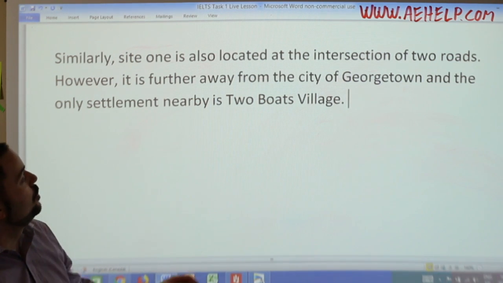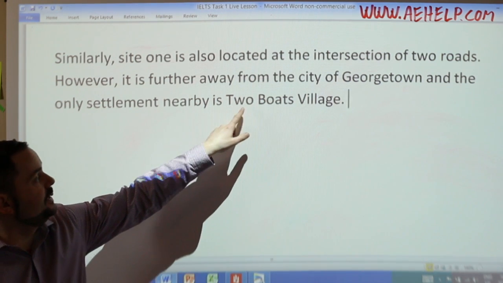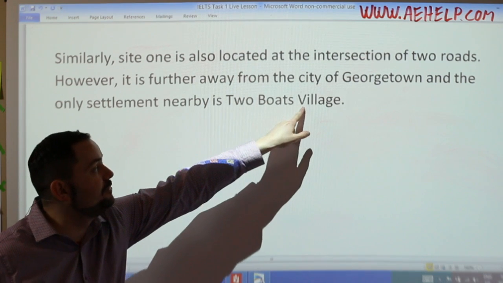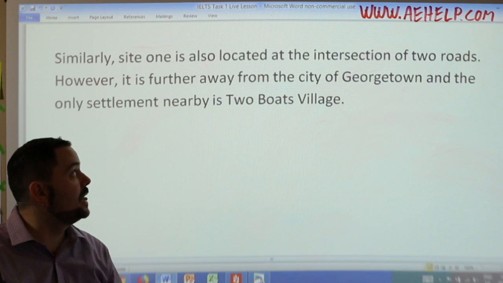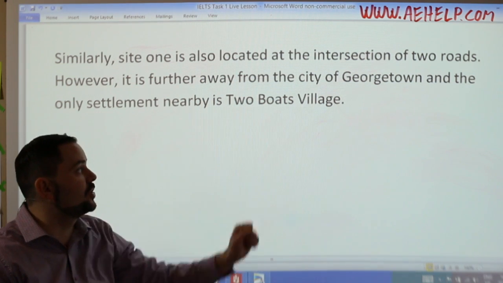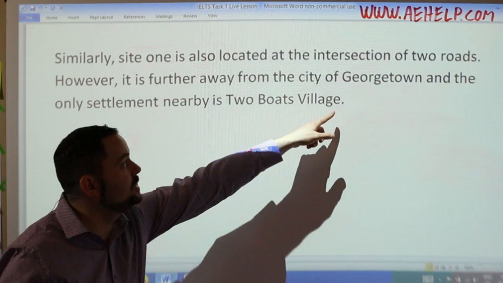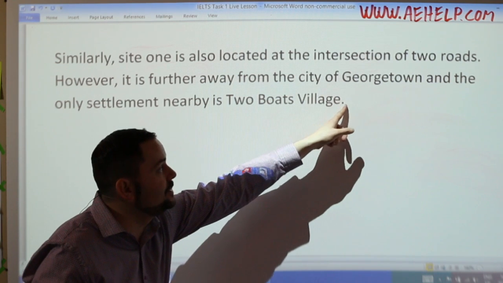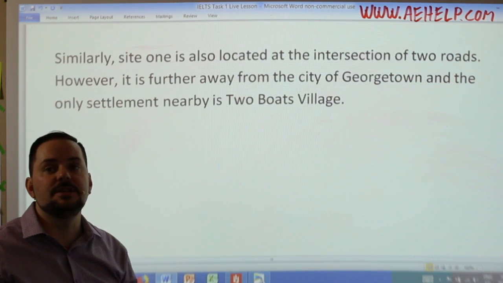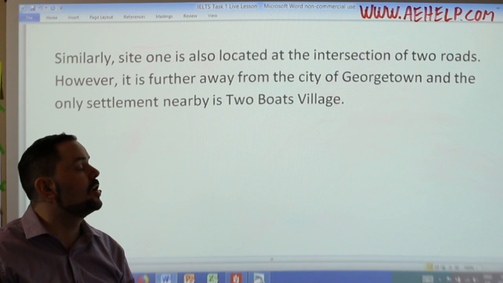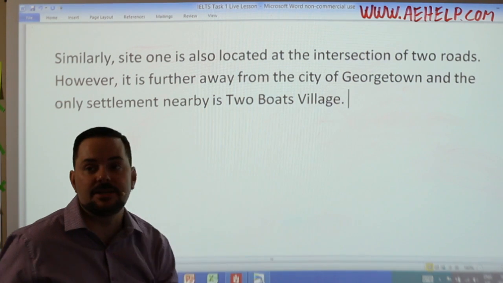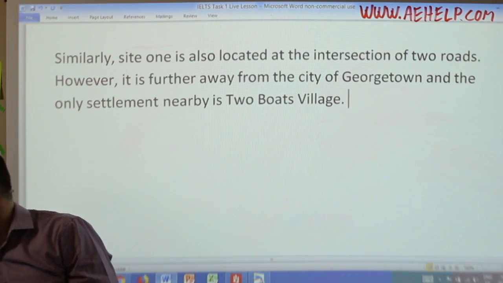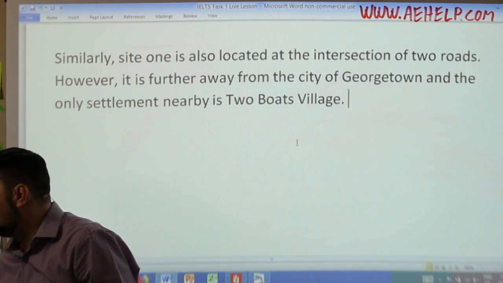Now, notice here that I'm using a capital T, a capital B, and a capital V for Two Boats Village. Make sure that when you're writing proper nouns, your capitalizations are correct, okay? Periods come right after the letter, and then there's a space. I often see students making mistakes with that. Commas are the same, okay? So right after the last letter and then a space. All right. So let's have a look at the map again.